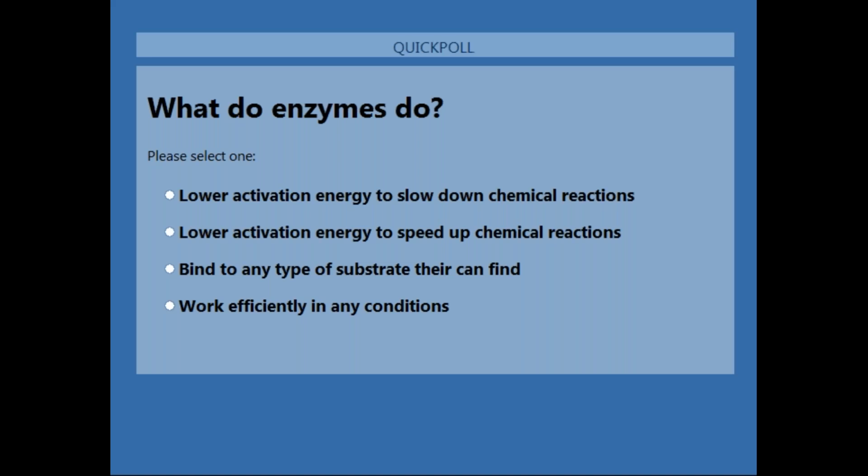What do enzymes do? Our first two, lower activation energy, but what does that do? Well, it does not slow down the reactions, it speeds it up. So this is the actual correct answer, lower activation energy to speed up the reactions. The third option, bind to any type of substrate they can find, is not correct. They can only bind to one type of substrate. Each enzyme is very specific and individual. And our last option, work efficiently in any conditions, no way. They have to work in specific conditions. So certain temperatures, certain acidity, certain everything else.